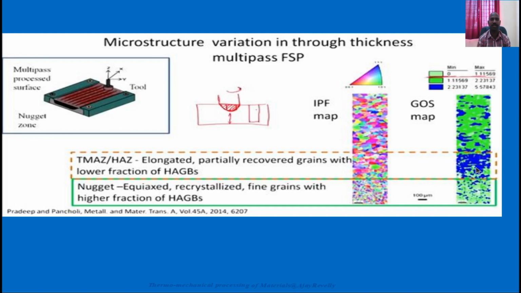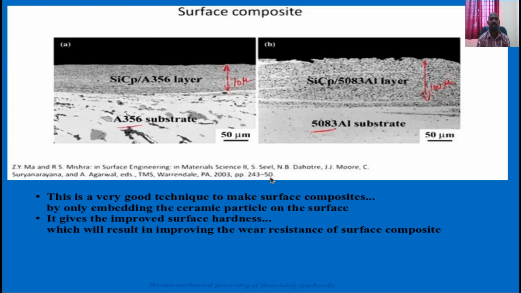In the case of this heat affected zone, the spread is 5.5% maximum, and in the case of green it is 2.23. So these blue grains are more, the 111 direction for example is more. So you can relate this preferred orientation to mechanical properties such as hardness improvement. You can improve the hardness by developing these particular Miller directions or crystal orientations, and you can also develop a surface composite using friction stir processing.